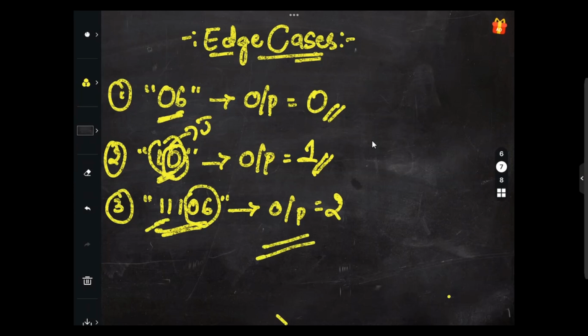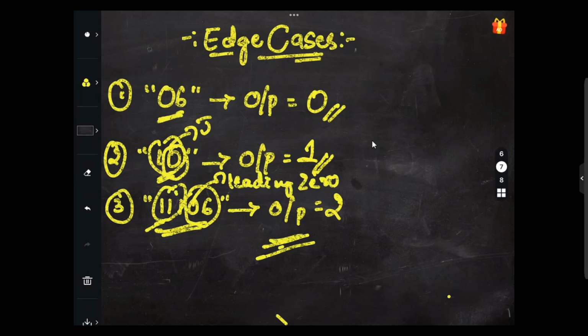These are the edge cases that we need to consider, right? I hope this is completely clear. So 06 is invalid because we have a leading 0, right? This one is a leading 0, so we will stop this one. We'll only consider 111. So the output will be 2 in this case.